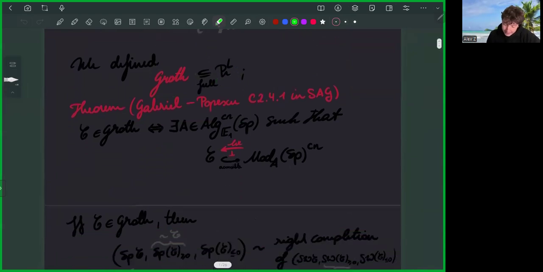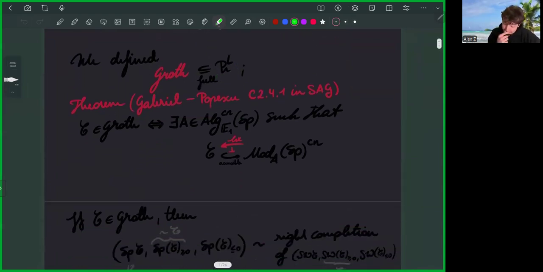And this nice theorem that was stated by Gustav last time was the Gabriel-Popescu theorem, which is the following, namely, if C is a Grothendieck pre-stable category, then this is equivalent to saying there is an A in E1-algebras in spectra, which is connective, such that C is a left exact accessible localization of A-modules in spectra, but connective A-modules in spectra.